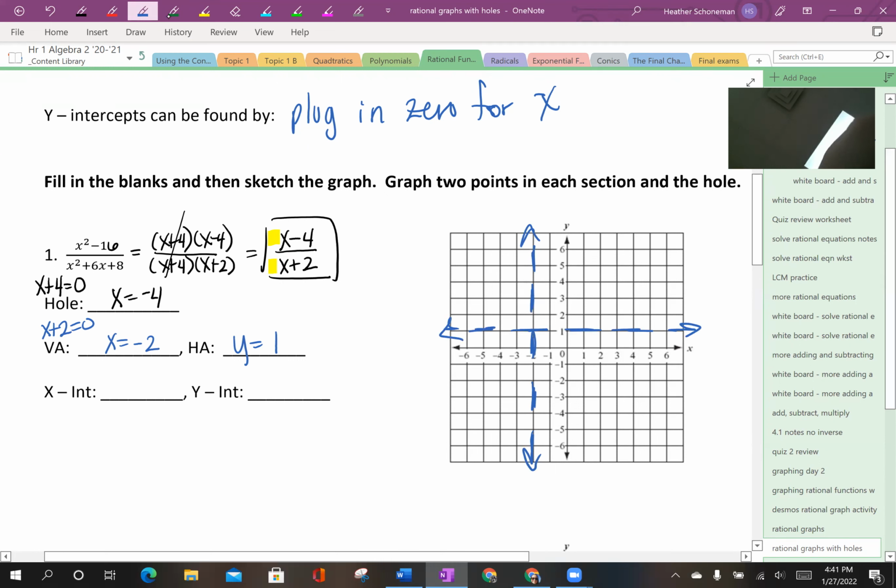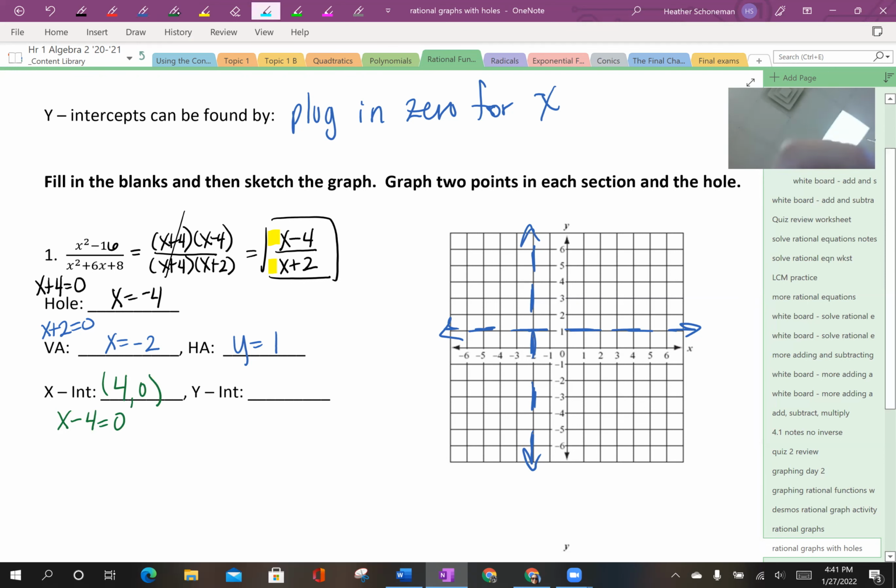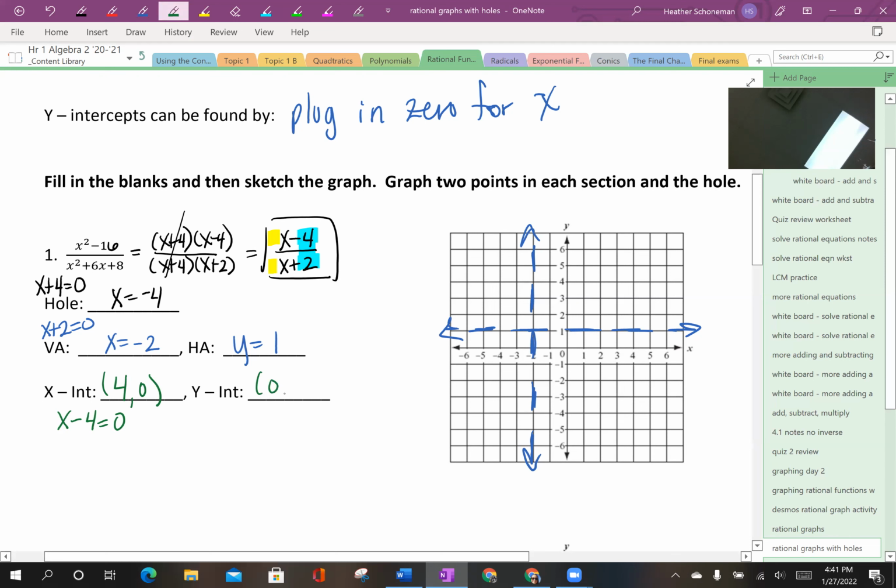And now we're going to find our x-intercept. Our x-intercept is what makes the top equal 0. So x minus 4 equals 0. So that's going to be 4, 0. The y-intercept is when x is 0, and it's just the numbers at the end, which is negative 4 over 2, which is just negative 2. So I have 0, negative 2. So now I'm going to plot my 2 points. I have 4, 0, and 0, negative 2. So now there is my graph.